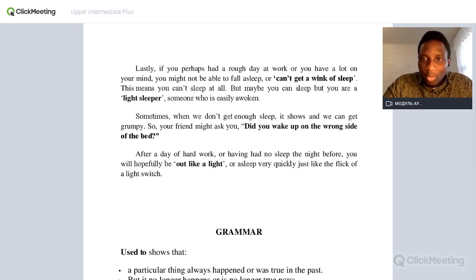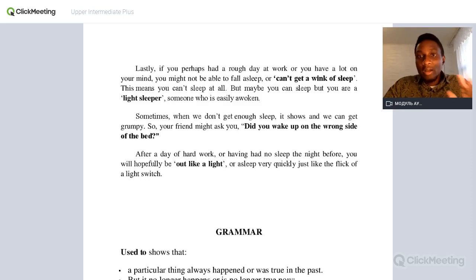Now, when you've had a difficult day at work, it was hard, it was exhausting, and you had a lot on your mind, it's really possible that you might not be able to fall asleep. So we usually use can't get a wink of sleep. A wink means you can't sleep at all, having difficulty sleeping. Now, we talked about light sleepers. These are people who are easily woken by any sound.